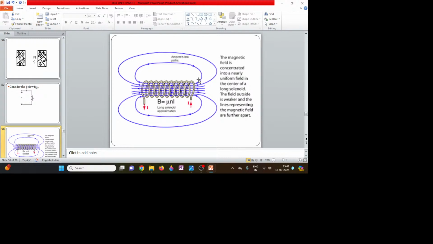So this current is causing the flux to be induced here. Whatever flux is induced, let us assume phi is the symbol of that flux, will be directly proportional to the current I. That means if the current is increasing, automatically the number of flux lines here will also increase.